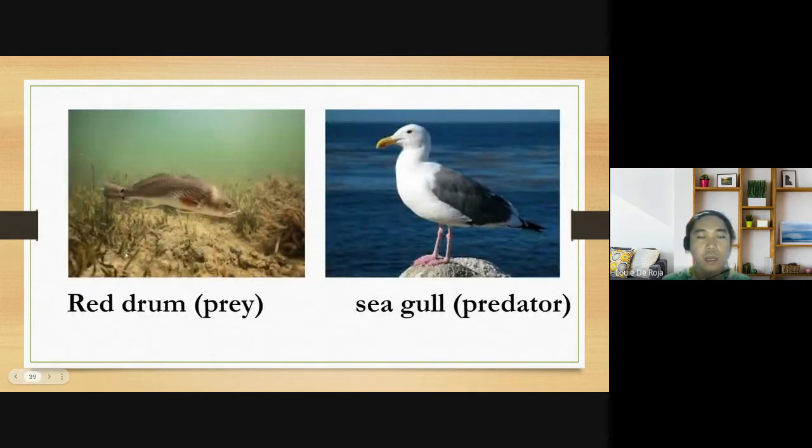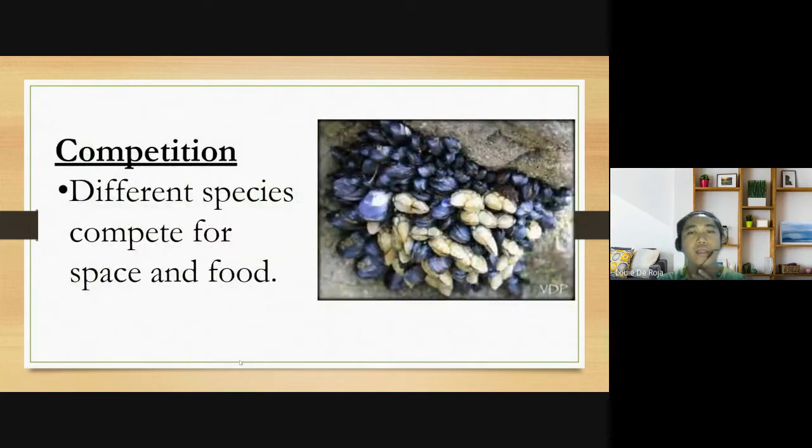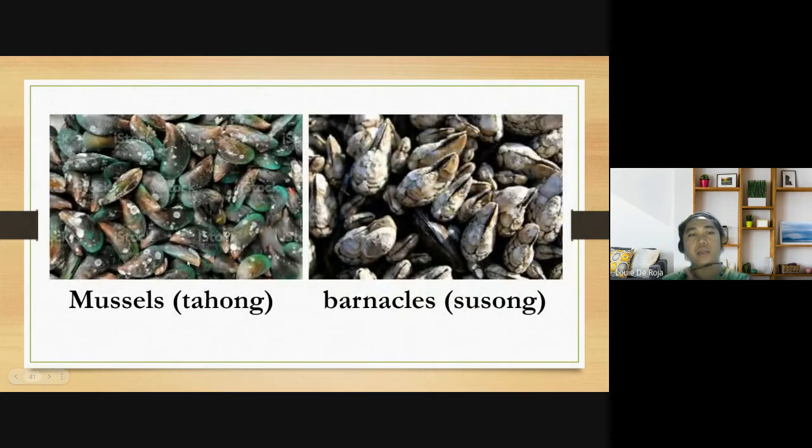Next is, okay, ito yung example. Red drum is the prey and seagull is the predator. Next is competition. Different species compete for space and food, katulad ng barnacles. Kapag sa isang space or isang bato, doon sila nagko-compete, nagdidikit-dikit sila at nag-aagawan ng kanilang source of food. Yan, mussels, barnacles.